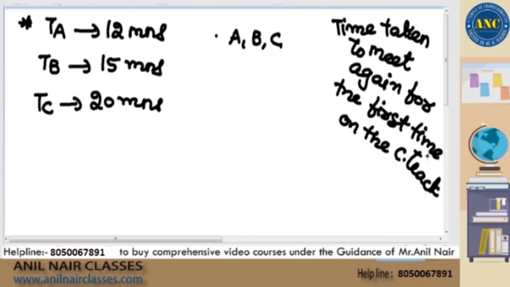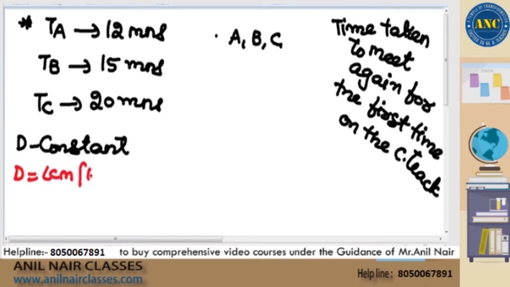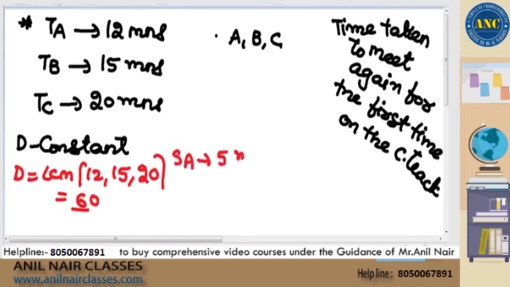Now listen carefully. The best way to do it is, you can take the inverse. Distance is constant. D is constant. Because Ajay has already discussed time and work and time, speed and distance, I will take D equivalent to the LCM of 12, 15 and 20. It is 60. After dinner class, I will discuss how you will get 60 very fast. So SA will become 5 meters per minute.